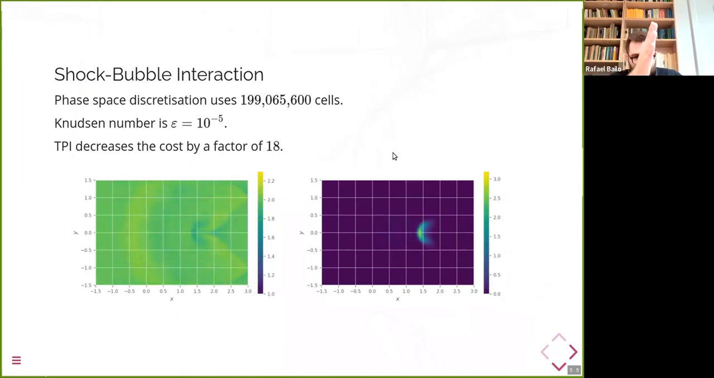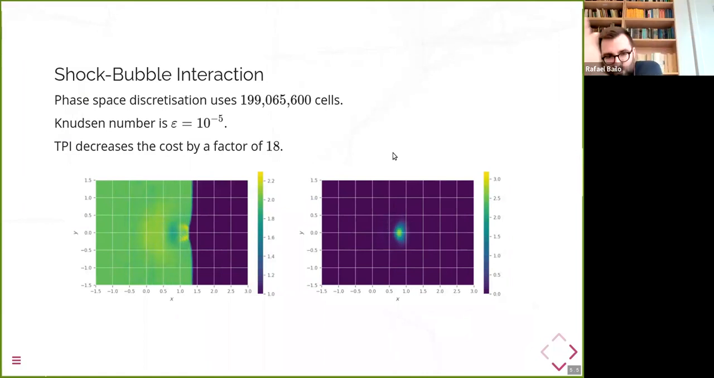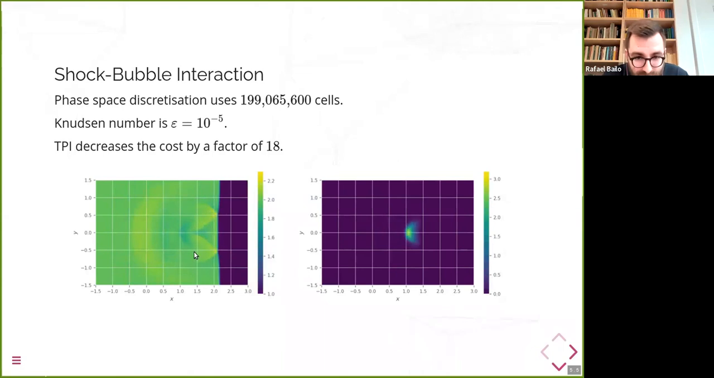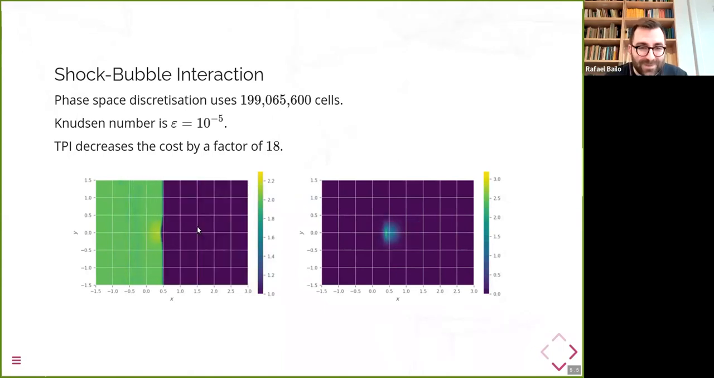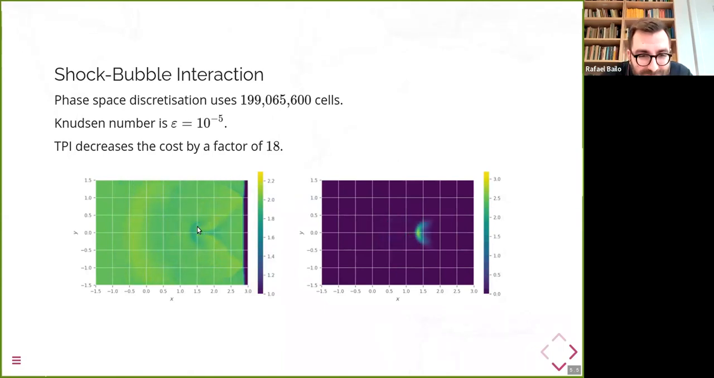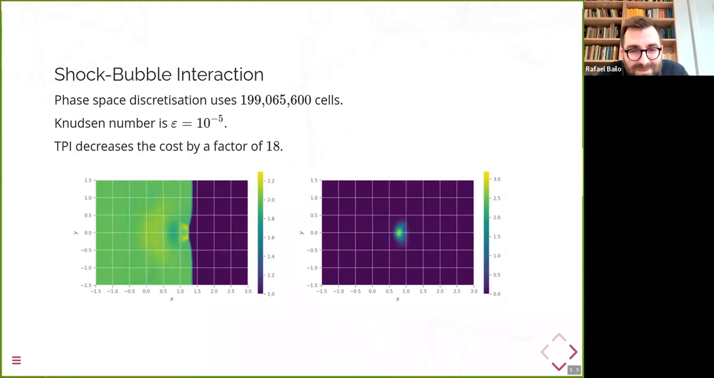And what happens is the shock hits the bubble and drags the bubble along. You can see the bubble is being taken to the right and deformed. And also you can see that the shock slows down. There are some ripples on the light gas after the interaction with the bubble. It's really quite a nice simulation, I really like this one.